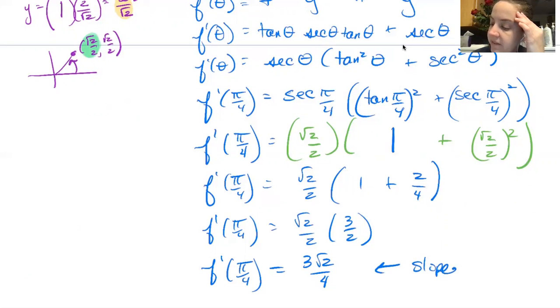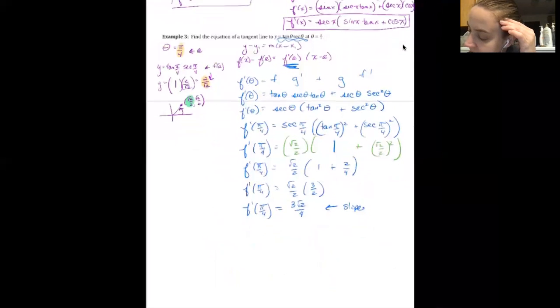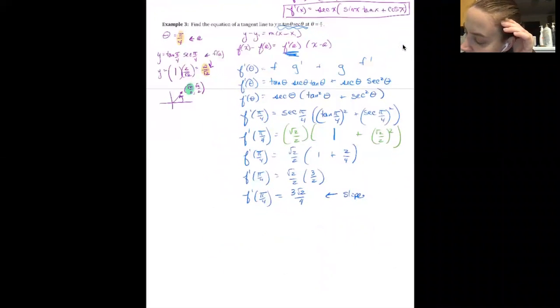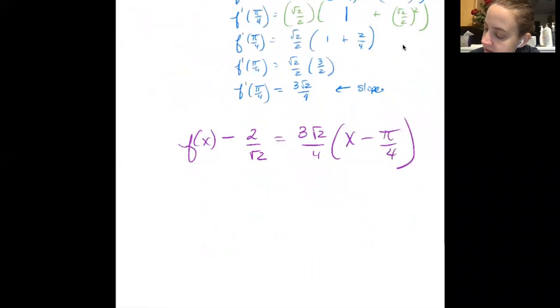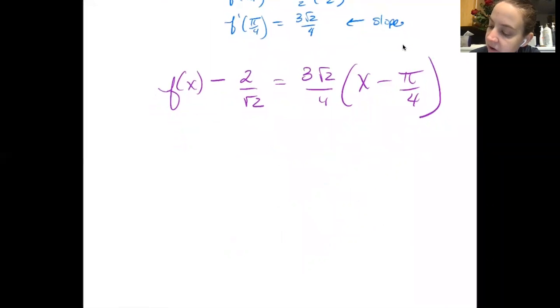So now we have to put all of this together, and I've written so much that I've run out of space here. So if we go back to our original point slope form, we have f of x minus f of a, that is 2 over root 2, equal to my slope, which is 3 root 2 over 4 times x minus a, which is pi over 4. That is kind of an ugly equation of a line, but it is correct.